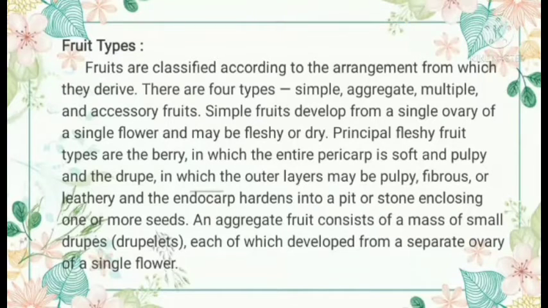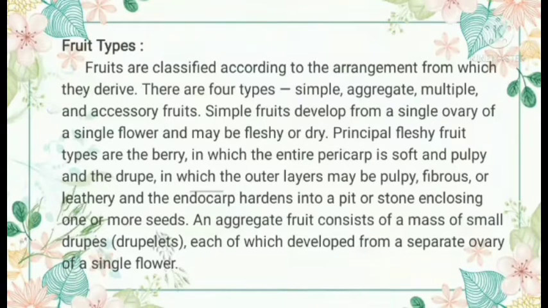Some fruits develop from a single ovary of a single flower and may be fleshy or dry. Principal fleshy fruit types are the berry, in which the entire pericarp is soft and fleshy, and the drupe, in which the outer layers may be fleshy, fibrous, or leathery, and the inner layer hardens into a pit or stone enclosing one or more seeds.